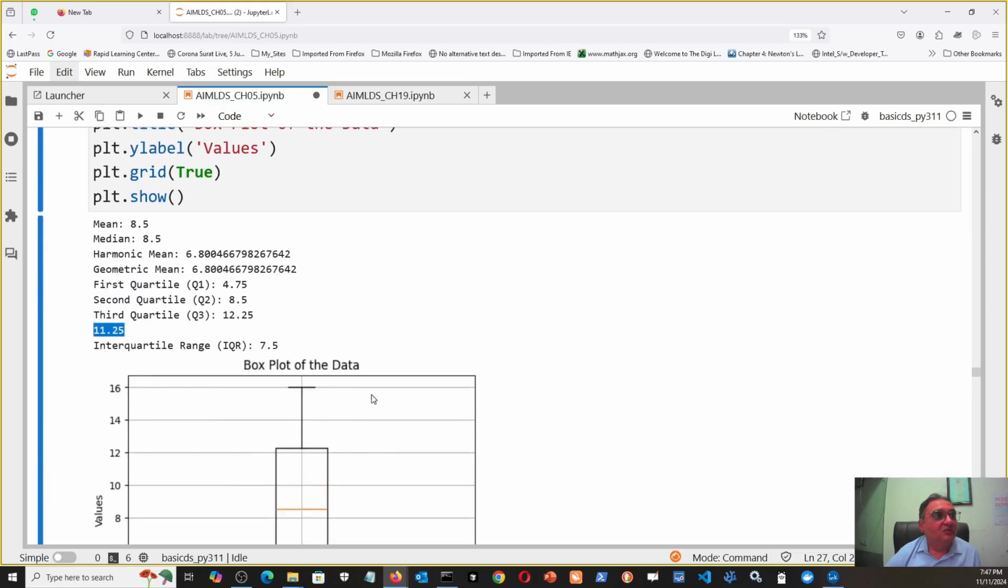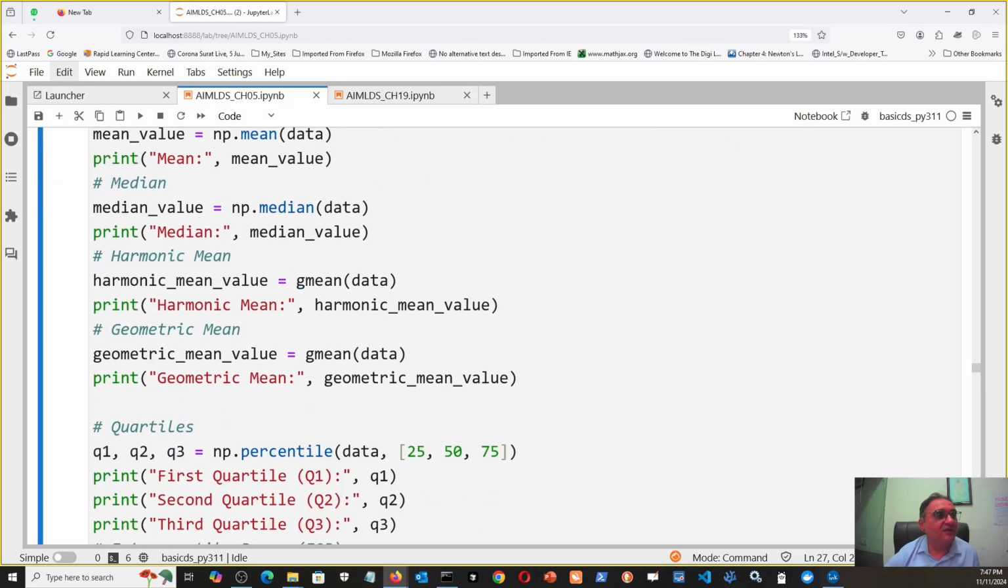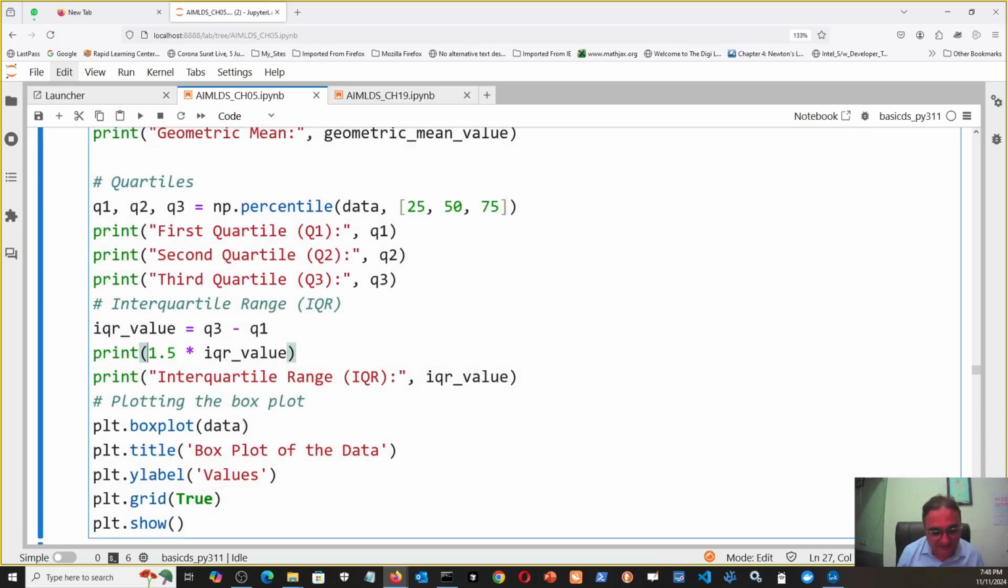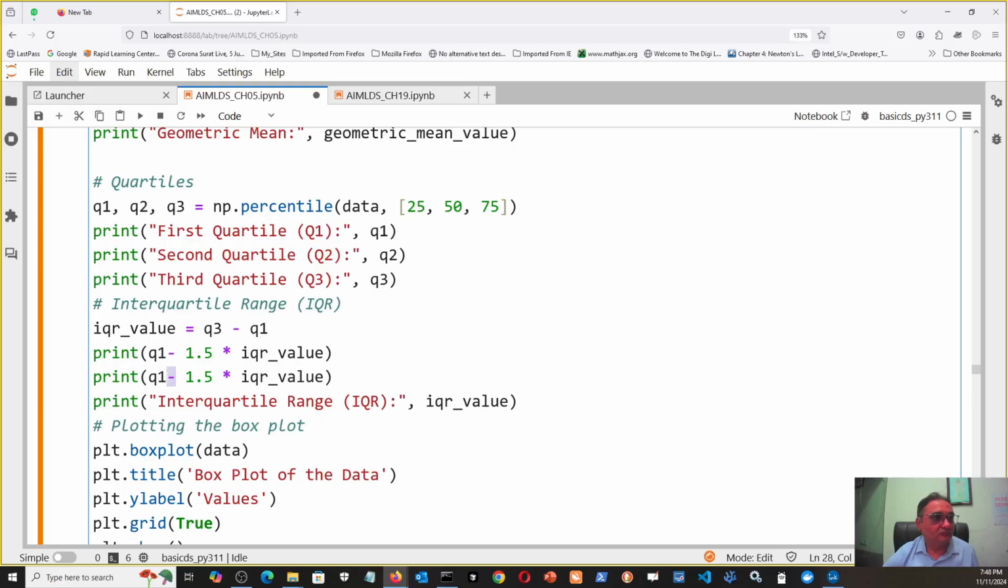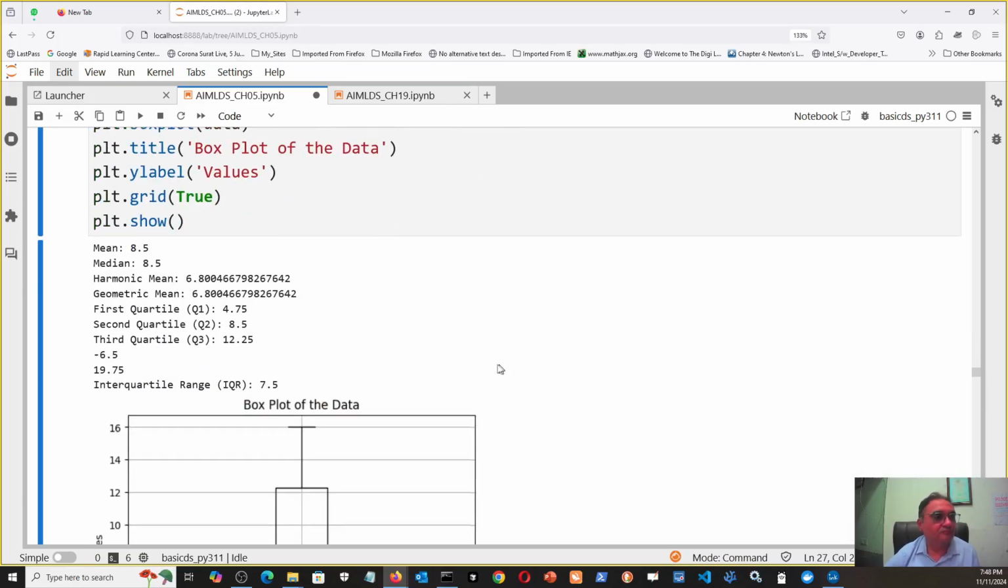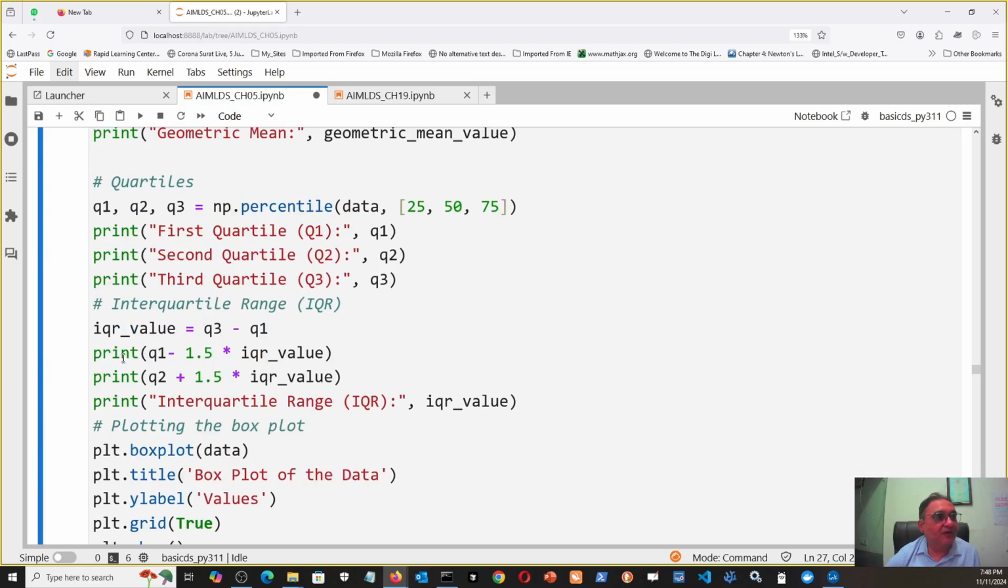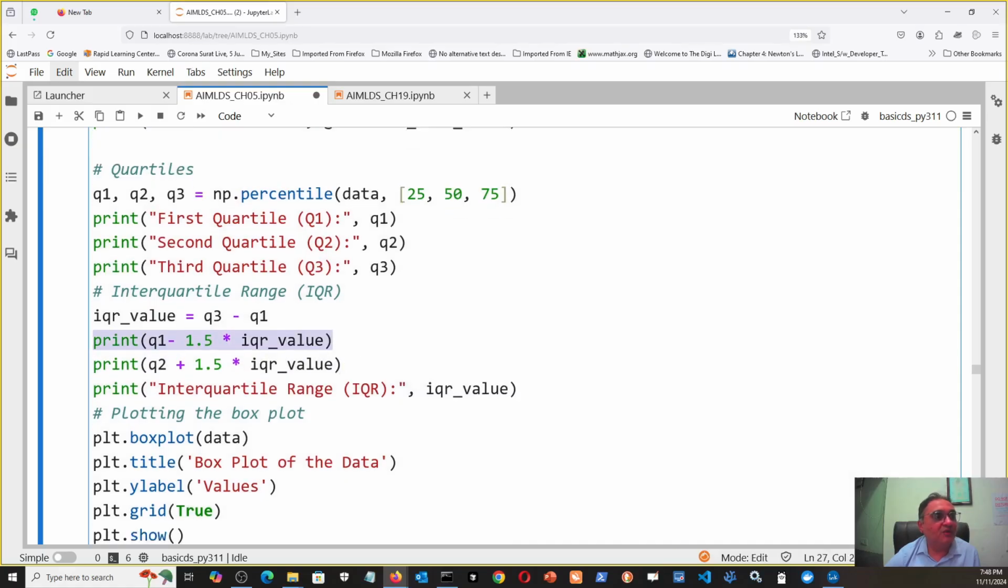So that means what are outliers for, not 11.25 maybe. Sorry, I did not put Q1 minus and Q3 plus. Okay, so that I get my outliers. So now Q1 minus 1.5 times IQR, this value is coming out to be minus 6.5.